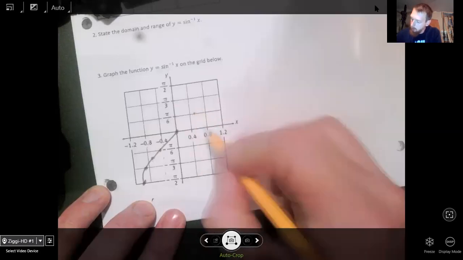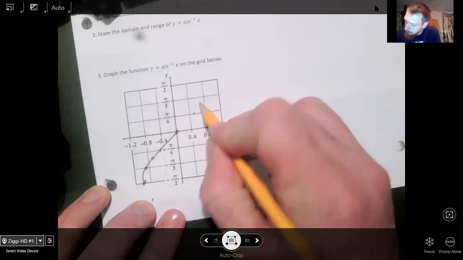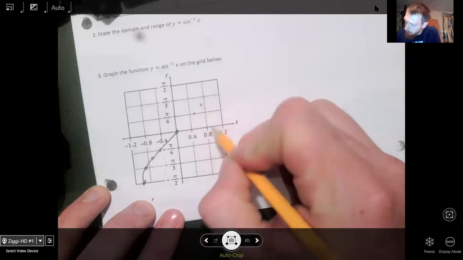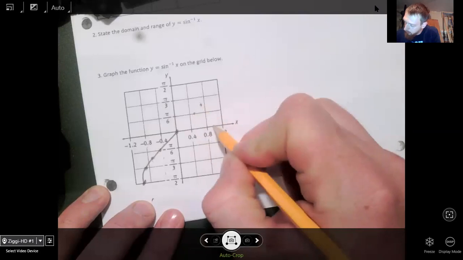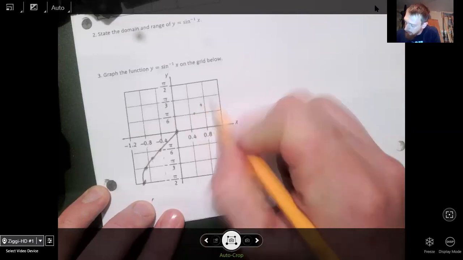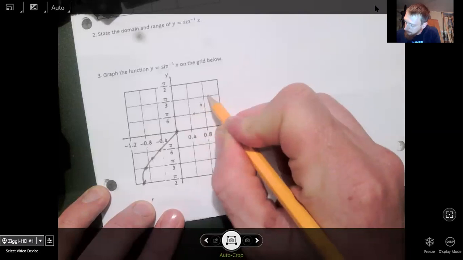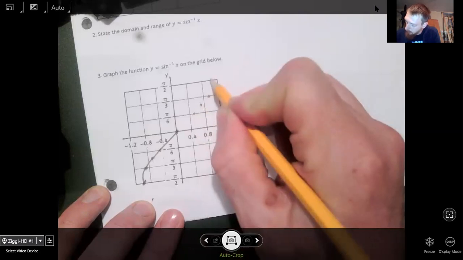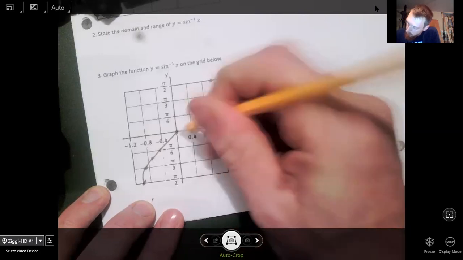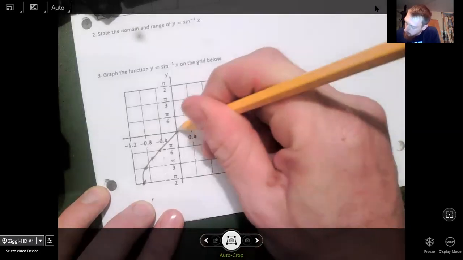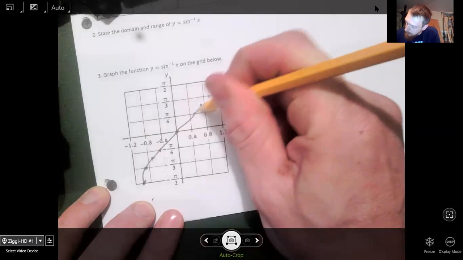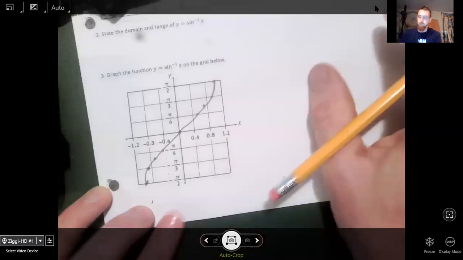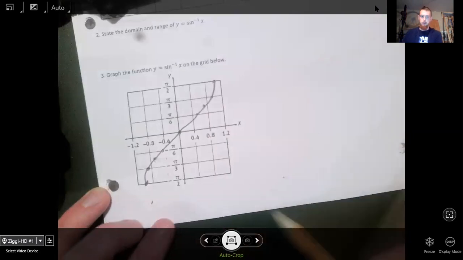And now we can do our quadrant 1 values: when x is 0.5, y is pi/6. When x is 0.707, y is pi/4. When x is 0.866, y is pi/3. And when x is 1, y is pi/2. So this should look like a sinusoidal graph rotated, okay?